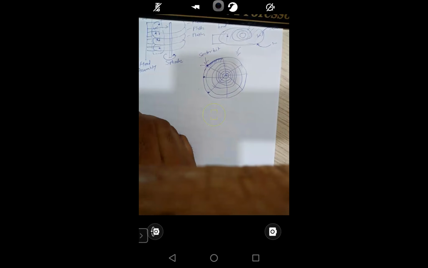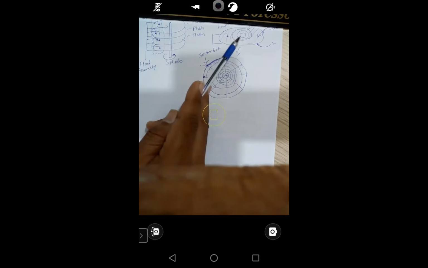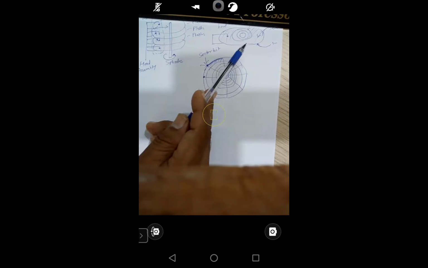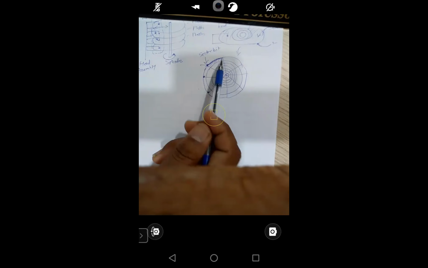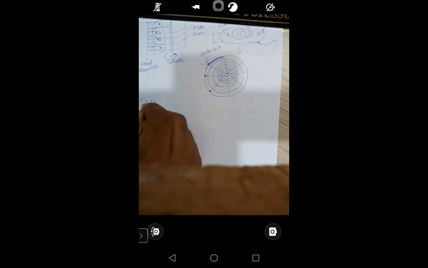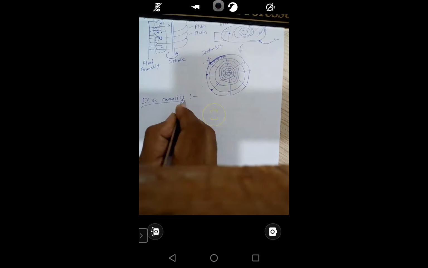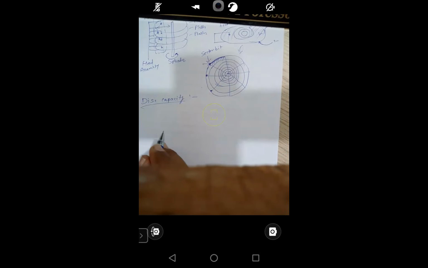As we have seen in the magnetic disk, there are multiple platters. Each platter has two surfaces coated with the magnetic material, and these are the tracks on the platter. These tracks are divided into sectors, and there is a sector bit. Suppose you want to measure the disk capacity, or anyone can ask a question based on calculating the disk capacity. So how can we calculate the disk capacity?